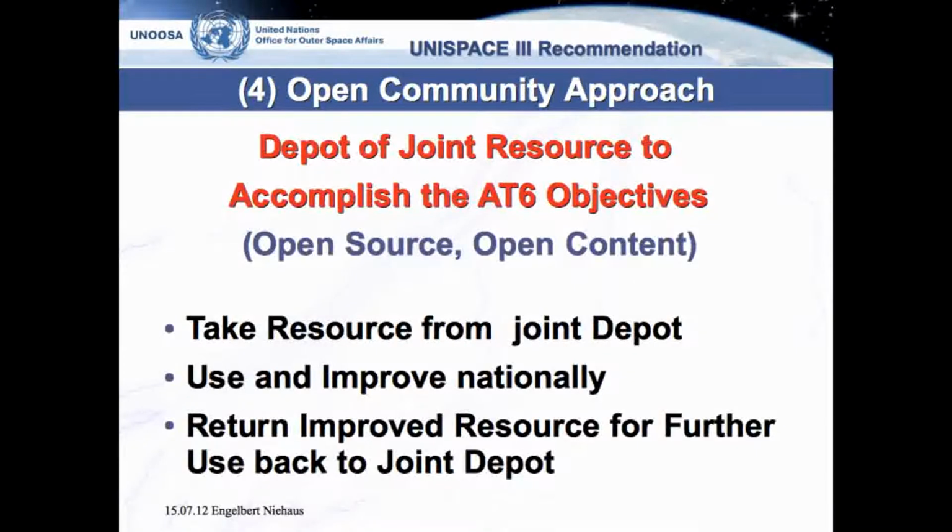How does this work for the member states? You have a joint depot of resources to accomplish the Action Team 6 objectives, and the member states or an institute or non-governmental agency can take resources from the joint depot, use them and improve them nationally, and return the improved resource for further use back to the joint depot.